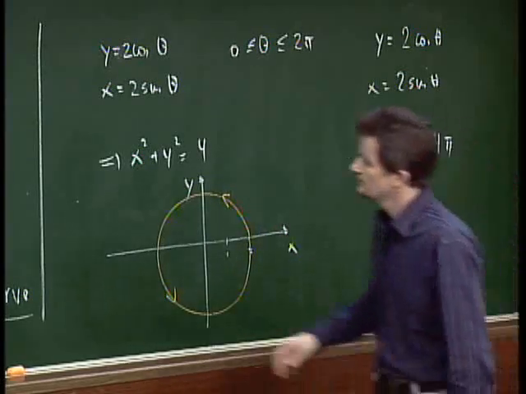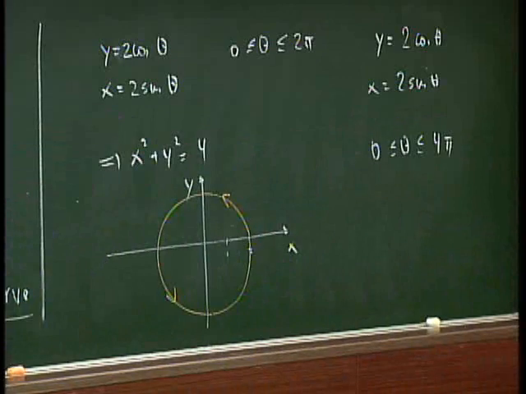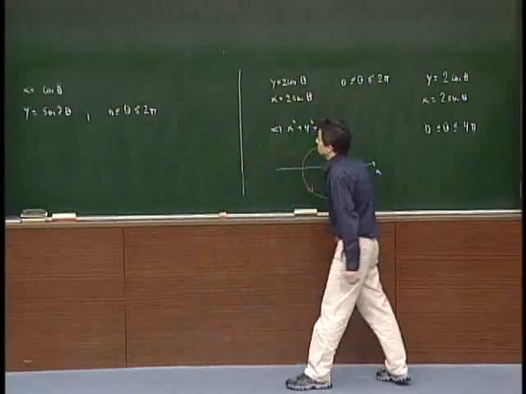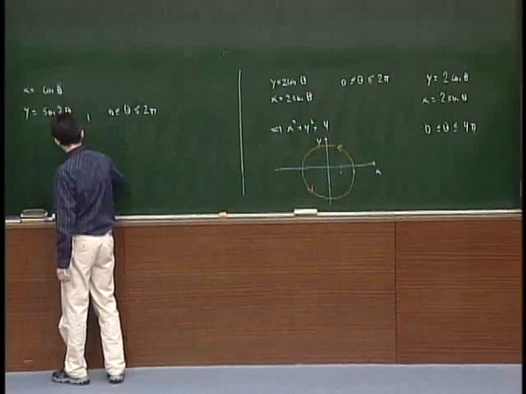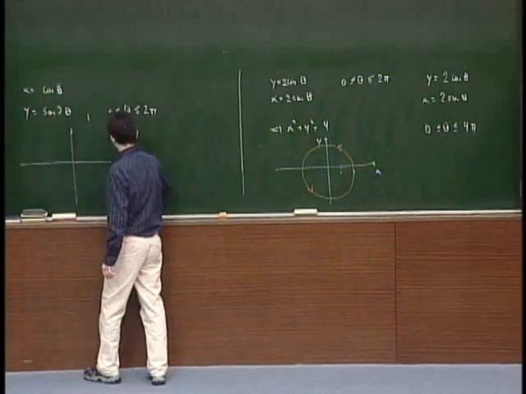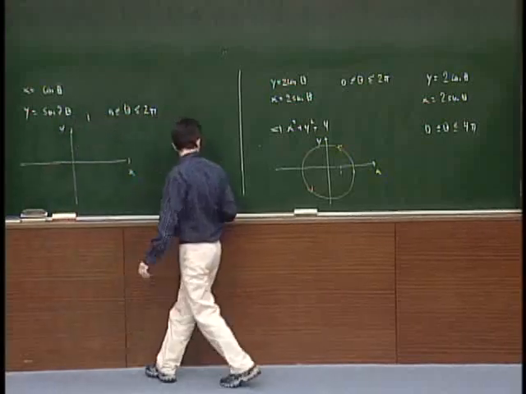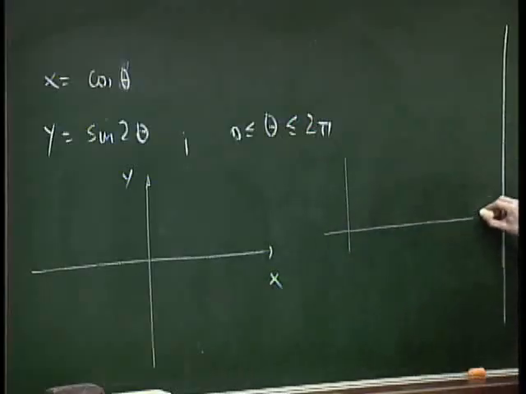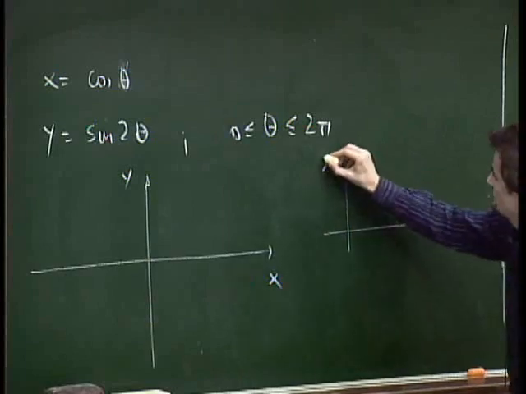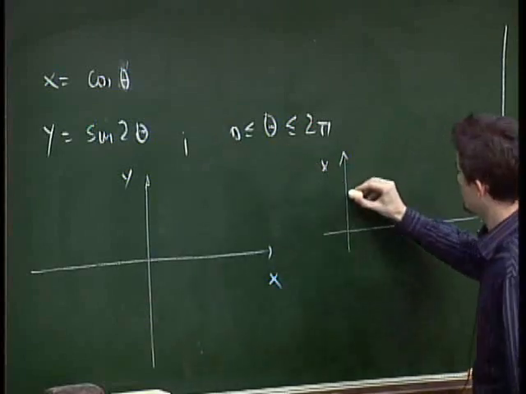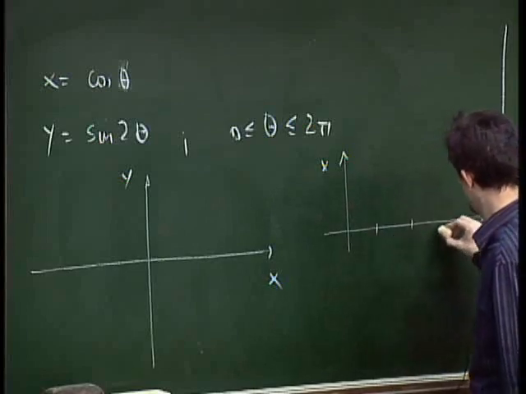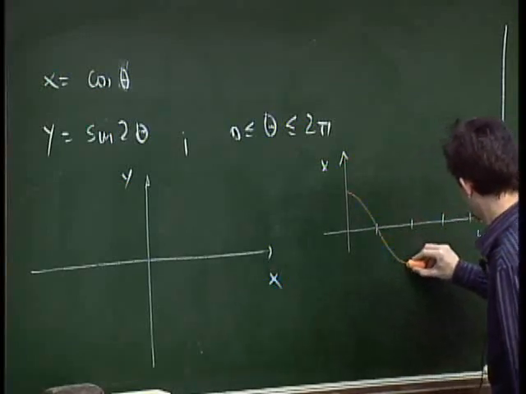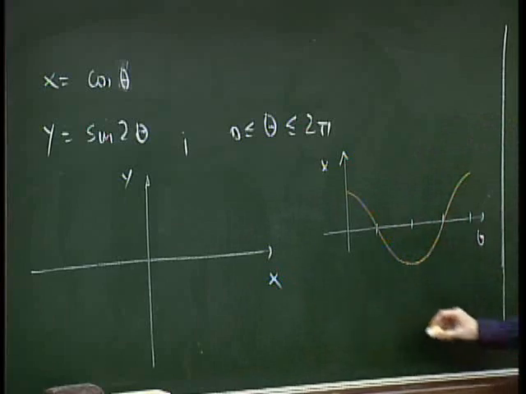Maybe a little bit more challenging. Theta is between 0 and 2 pi. Okay, so you see that maybe one easy way to plot this is, first you plot what x is doing with respect to the parameter. So here you have x, here you have theta, so this is the cosine. So we start here. Go something like this.